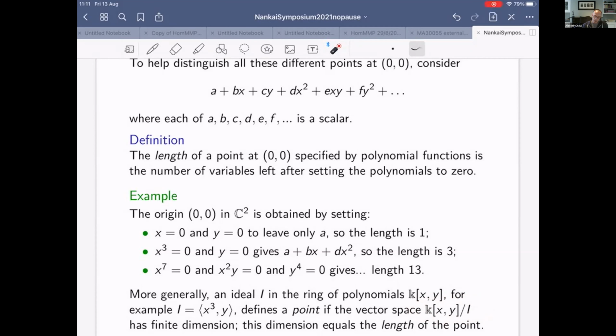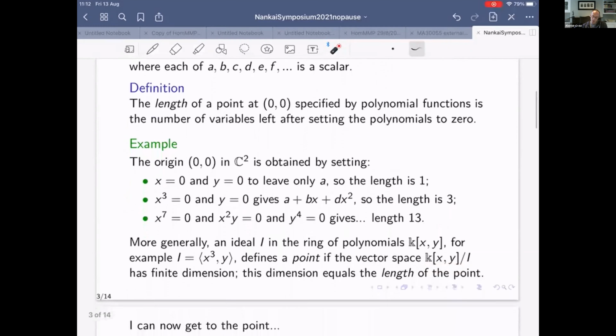And a collection of functions, as in this case, this pair, defines a point precisely when this vector space has finite dimension. And it's the dimension of that vector space that we've been calculating up here in doing these calculations. So for a point, I want that to have finite dimension. Indeed, that finite number is the length of the point. So this quotient ring, as a vector space, has dimension 1, 3, and 13 in these examples.